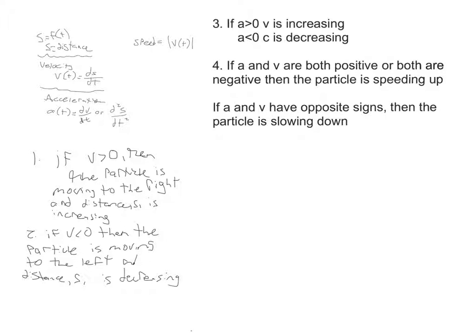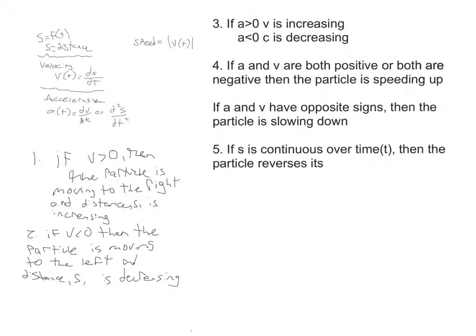And finally, number 4. If S is continuous over time, then the particle reverses its direction whenever the velocity is equal to 0.